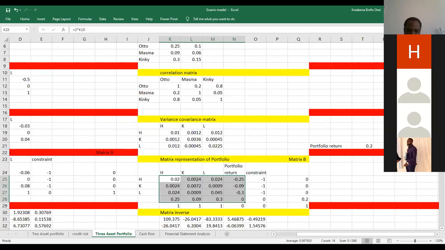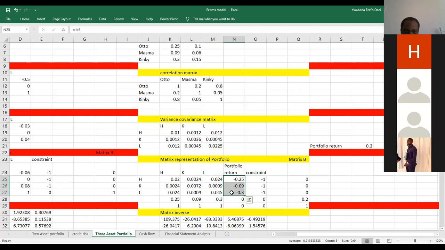So this is the variance covariance matrix for the three, H, K, and L. I'm just using the example, which has been multiplied by the 2. I'm setting out the matrix constraint. So always multiply 2 times the variance covariance. So 2 times 0.01 is 0.02, and this is the portfolio constraint, right?